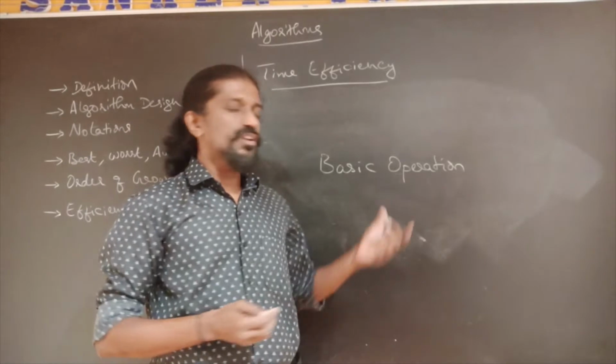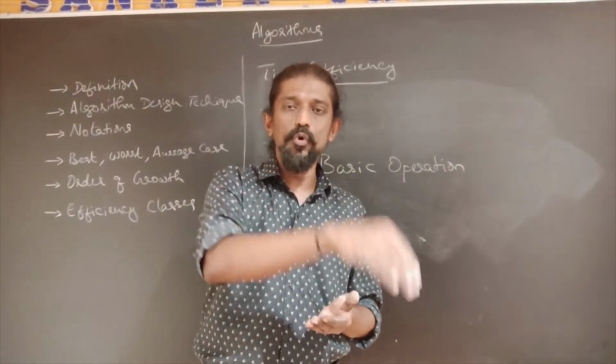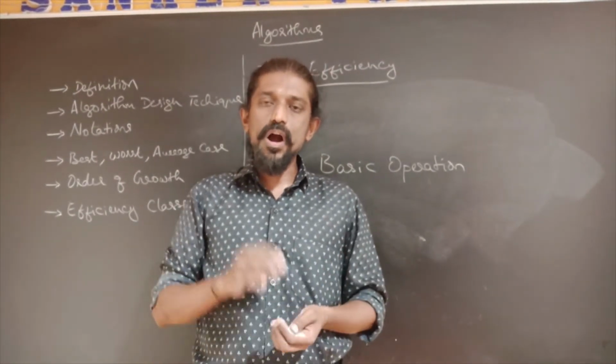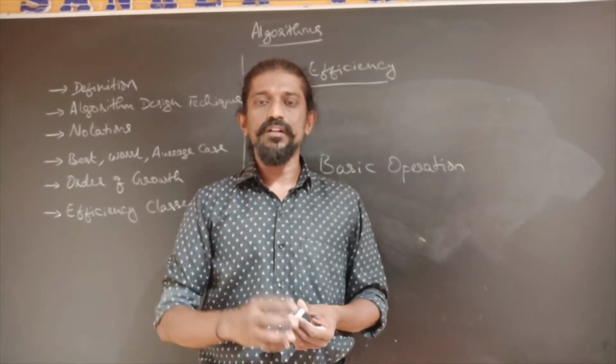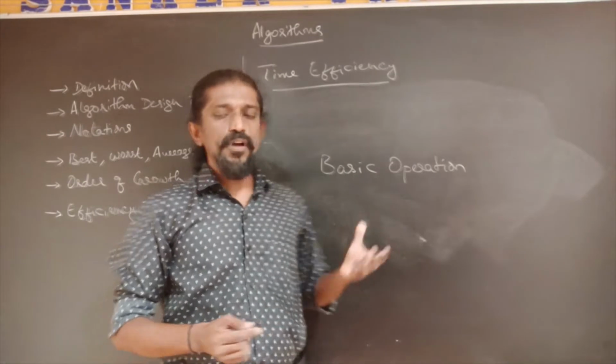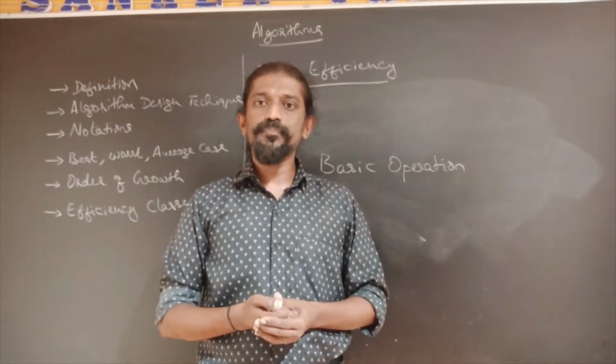Generally this instruction will be present in some innermost loop. So it is sufficient for us to account for how many times this basic operation is executed. That is the best way of analyzing the efficiency of the algorithm.